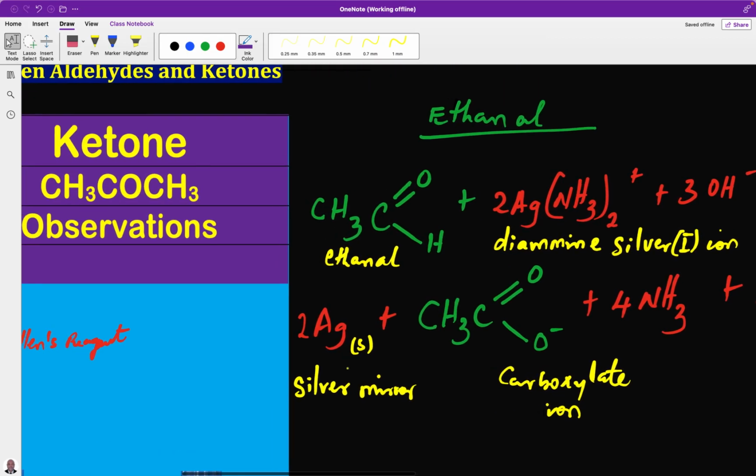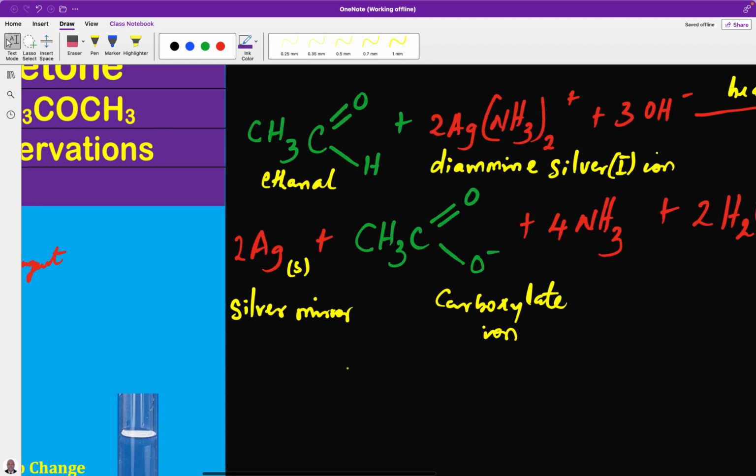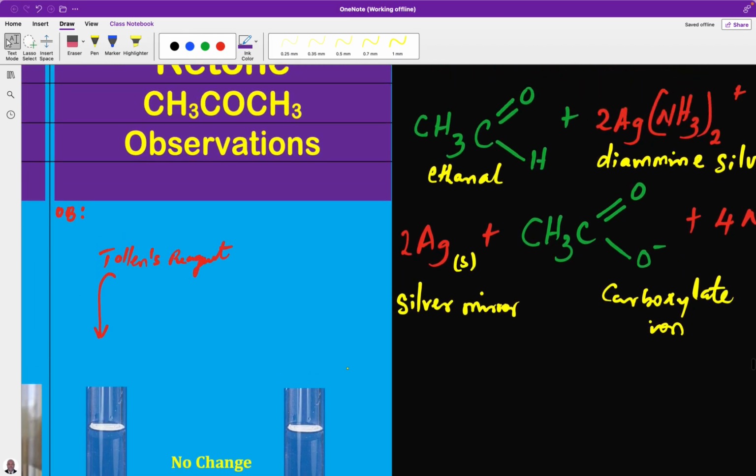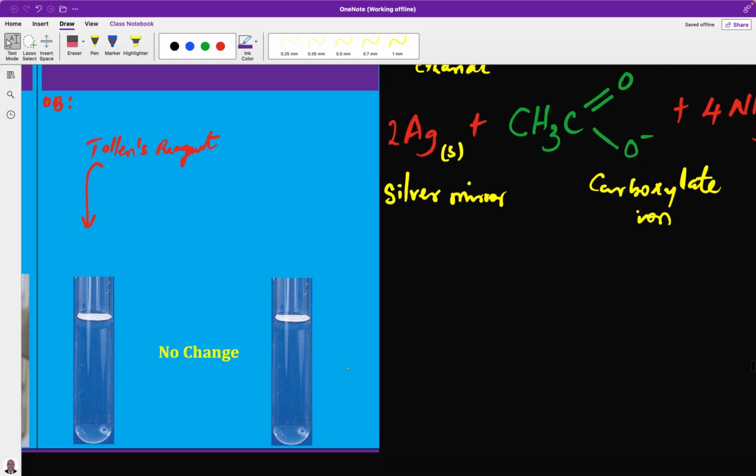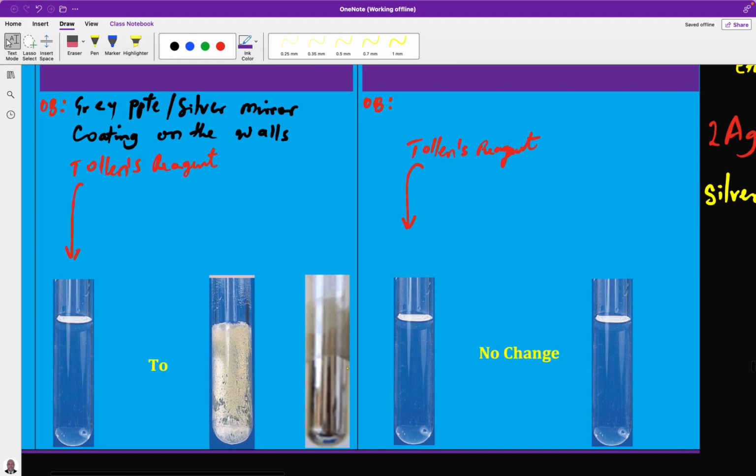Now, why is there no reaction when it has to do with acetone or propanone? There is no reaction at all when it has to do with Tollens reagent. No reaction occurs, and that is why the solution remains like that. Let's go straight away to the third test.